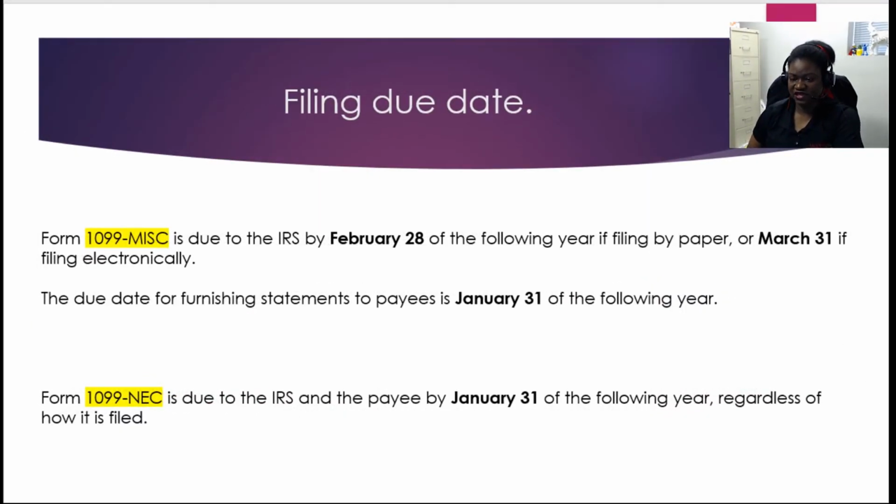So the filing due dates for the 1099 miscellaneous, it's due by February 28th of the following year if you're filing by paper, and March 31st if you're filing electronically. It's still due to the payee by January 31st. The new 1099 NEC is due January 31st, regardless if you file by paper or electronically.